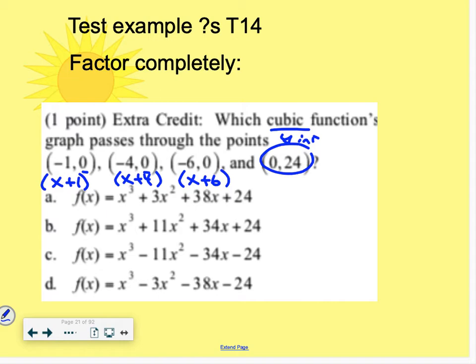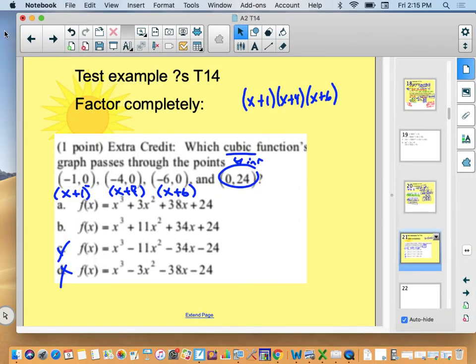So if you wanted to determine what the graph would look like, what you would do is just multiply x plus 1 times x plus 4 times x plus 6, distribute that out, and see which of these you get. And right away I know if I put 0 in I should get 24, not negative 24, so I know it can't be these. So it's going to be one of these two. So we'll be talking more about that next week.